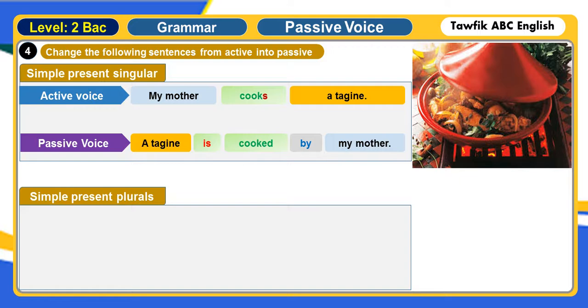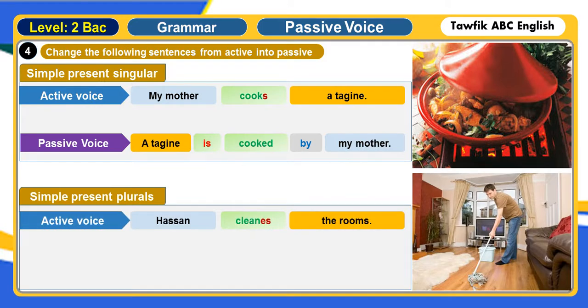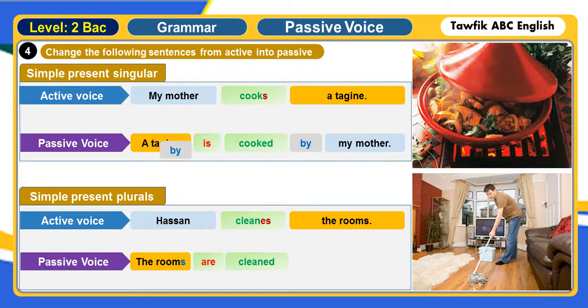Simple present plurals. Hassan cleans the rooms. Passive voice. The rooms. Donc تشوف new subject. We're singular ولا plural. The rooms هنا عندي plural غادي تكون are cleaned by Hassan. Right? Okay, move on to the next.